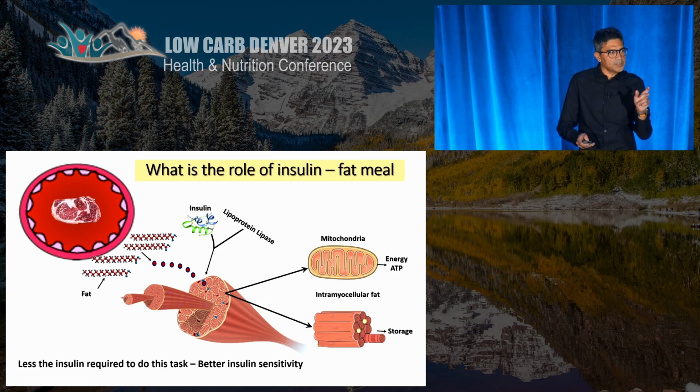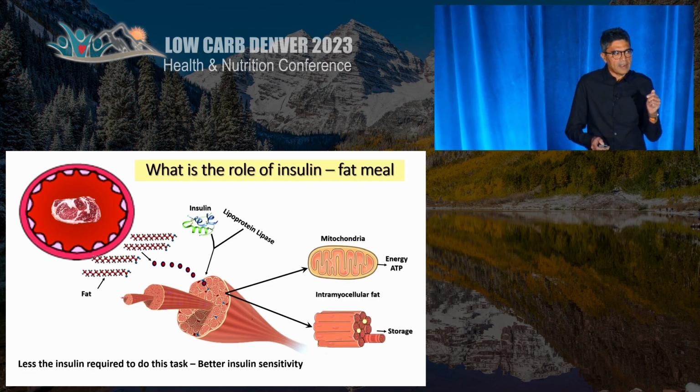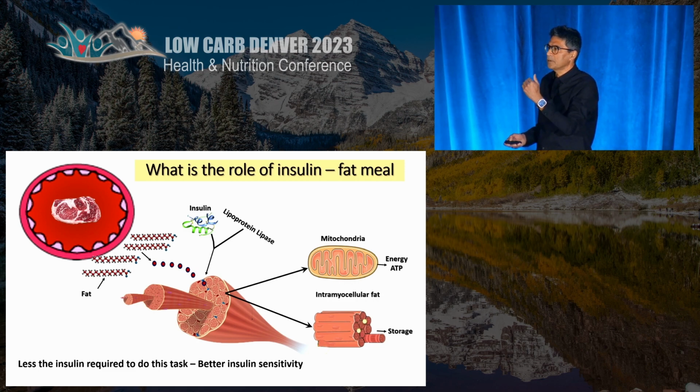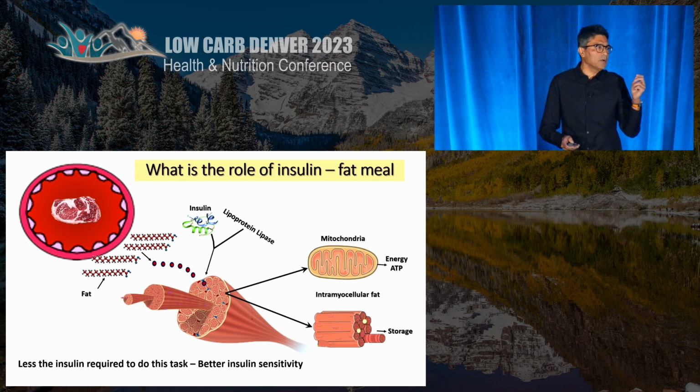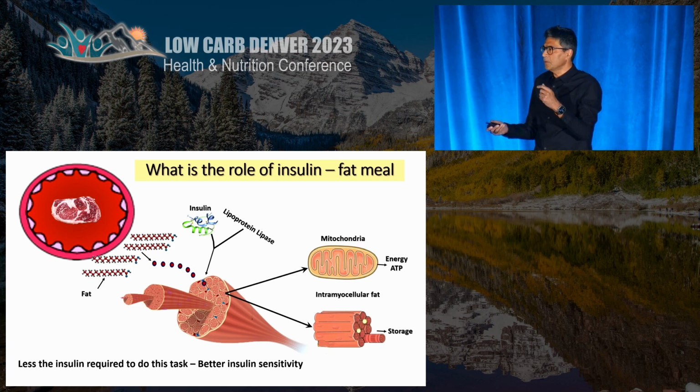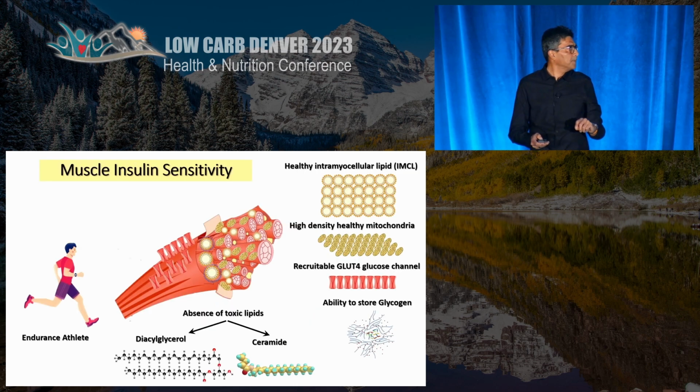Let's examine the intersection of fat and muscles. As we take in fat and it gets into the bloodstream, you would be surprised to know that insulin is required for fat metabolism as well. And insulin, in the setting of an enzyme called LPL, drives the fat into the muscle cells. The muscles can either burn it or store it as intramyocellular fat.